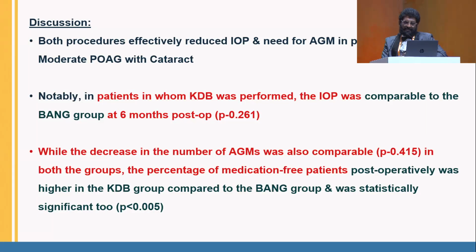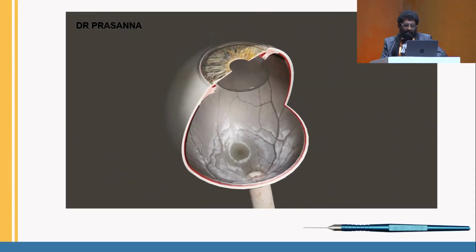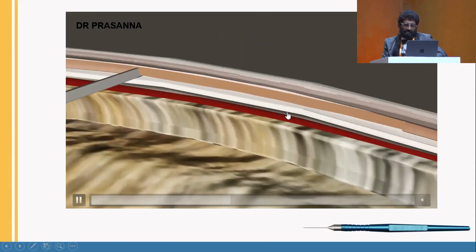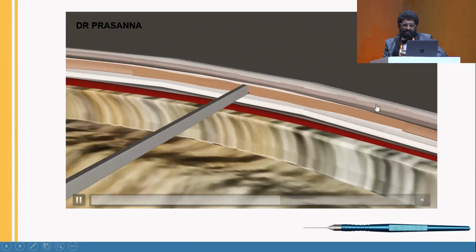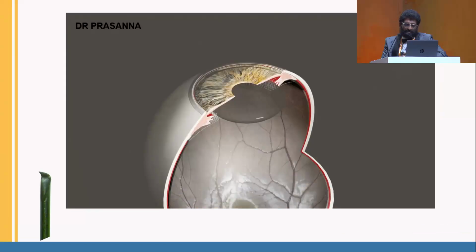The percentage of medication-free patients was quite higher in the KDB group. And the complete success rate of KDB remained higher than that of BANG, because the failure rate was quite high in the BANG group, twice as high as the KDB group, whereas the BANG group showed only 48% compared to 72%. And this is one particular animation that I wanted to show, where in KDB there was a clean scoop of the trabecular meshwork without any remnants, depicting the W sign in Anterion.